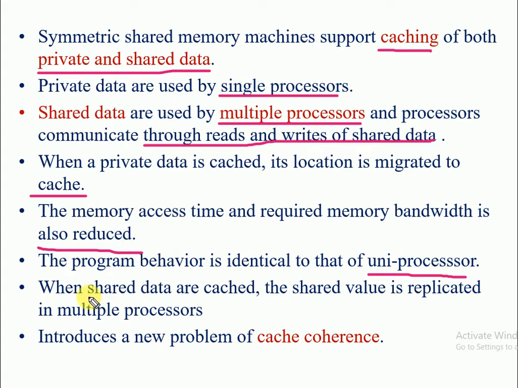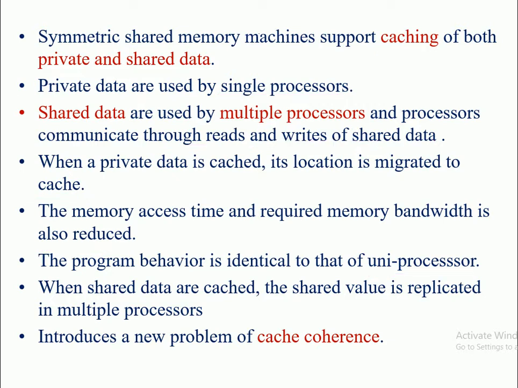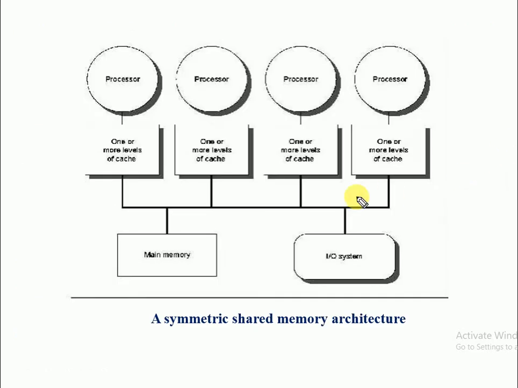But when shared data are being cached, the shared value is replicated in multiple processes. Let's look at the previous diagram once again. When the shared data is cached, for example, this H data is added to this cache. Now this H has a value 10 after the operation of this processor. The value is 10, but here it was 5, for example. This is being accessed here, the processor does some calculation, and the value became 10.